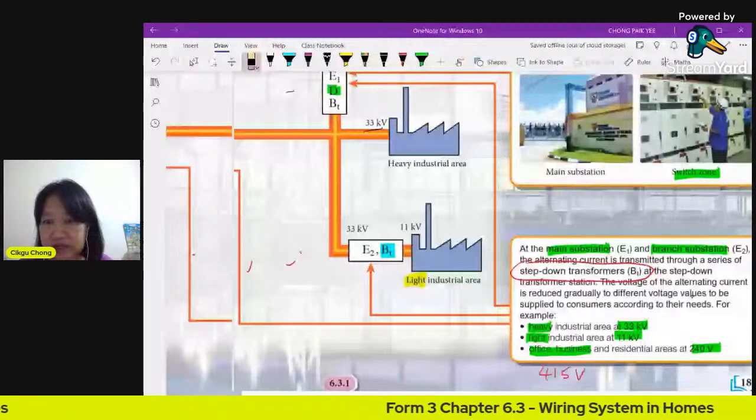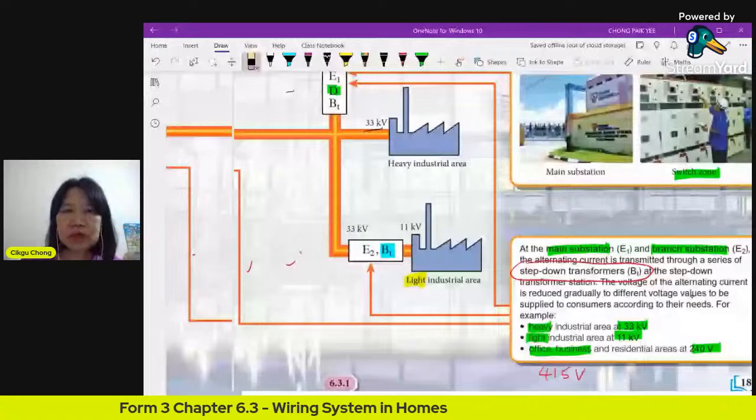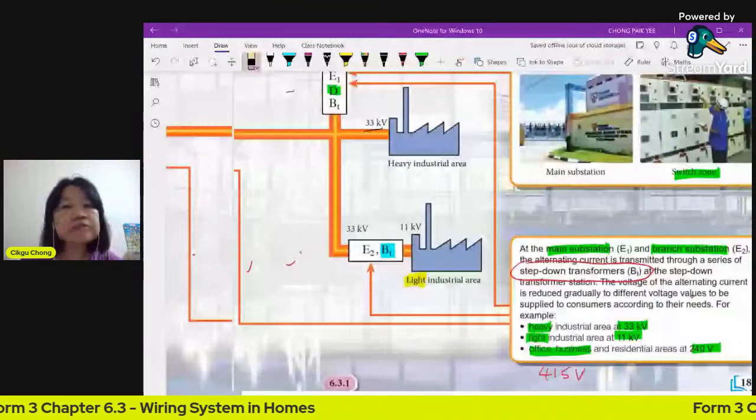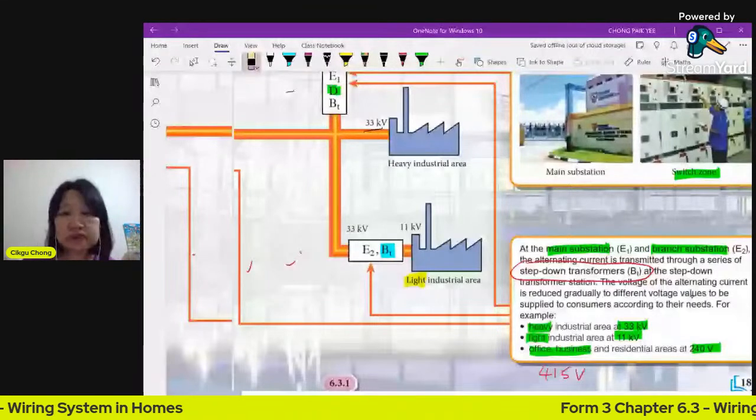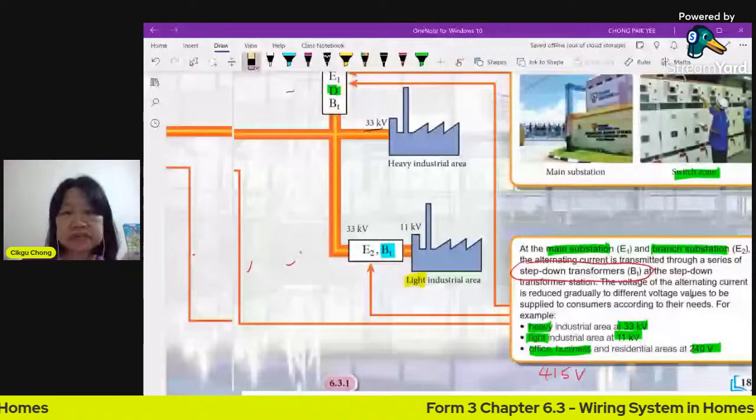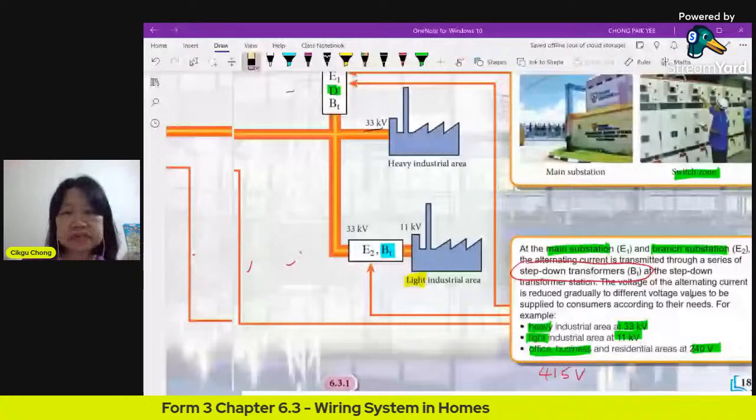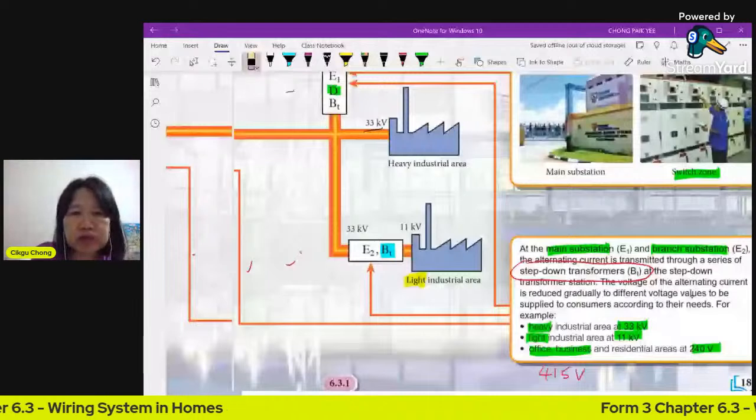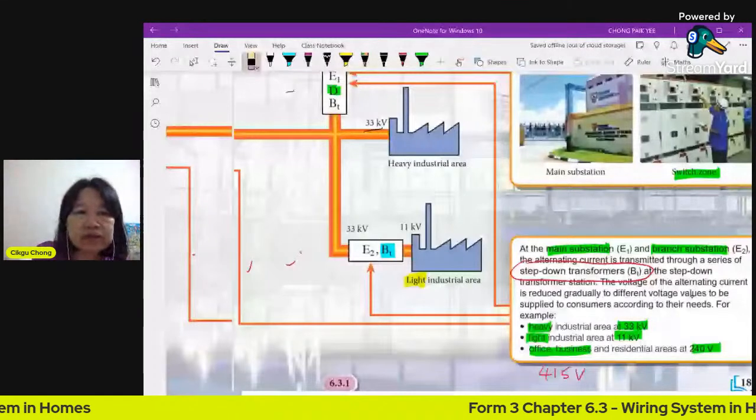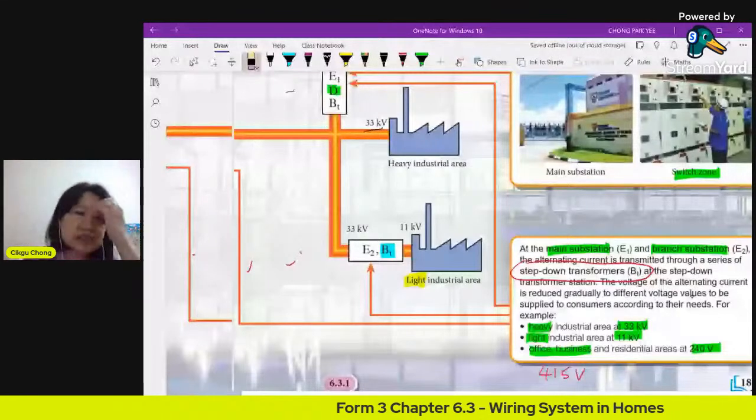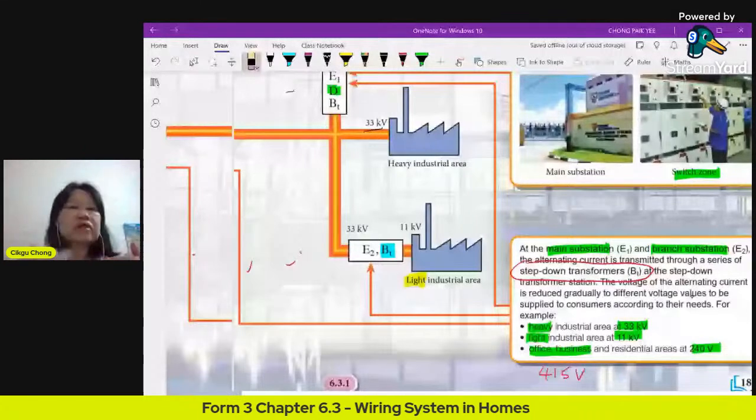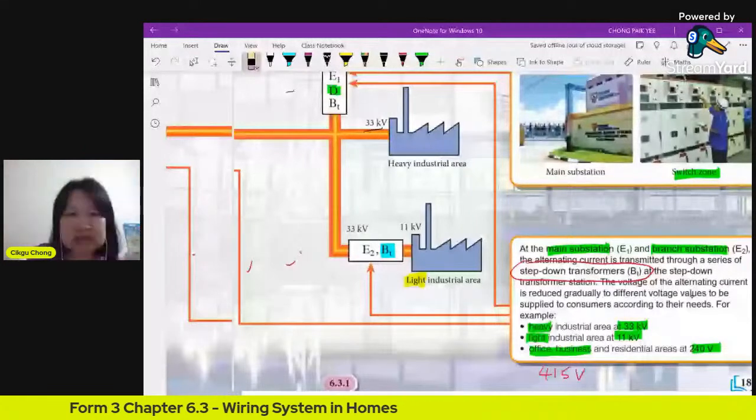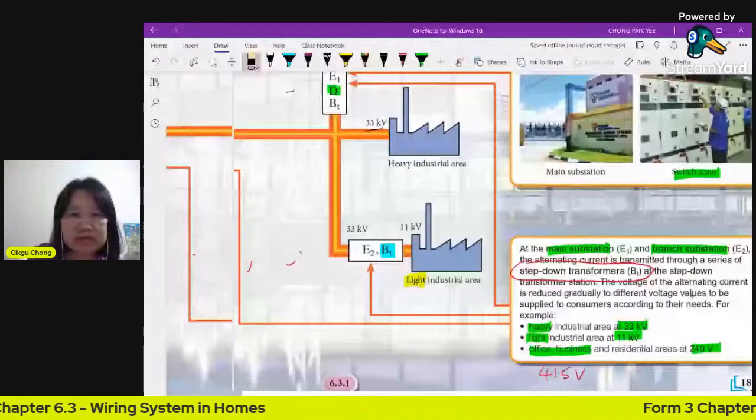Now let's look at the wiring system. There are two different types of wiring system. One is called the one-phase wiring or single-phase wiring. The other is known as three-phase wiring. What does it mean by one phase? One phase means single, and three-phase means there are three phases. Phases means peringkat. Now if you look at the single phase, this is a single phase. As you know, we're talking about alternating current.